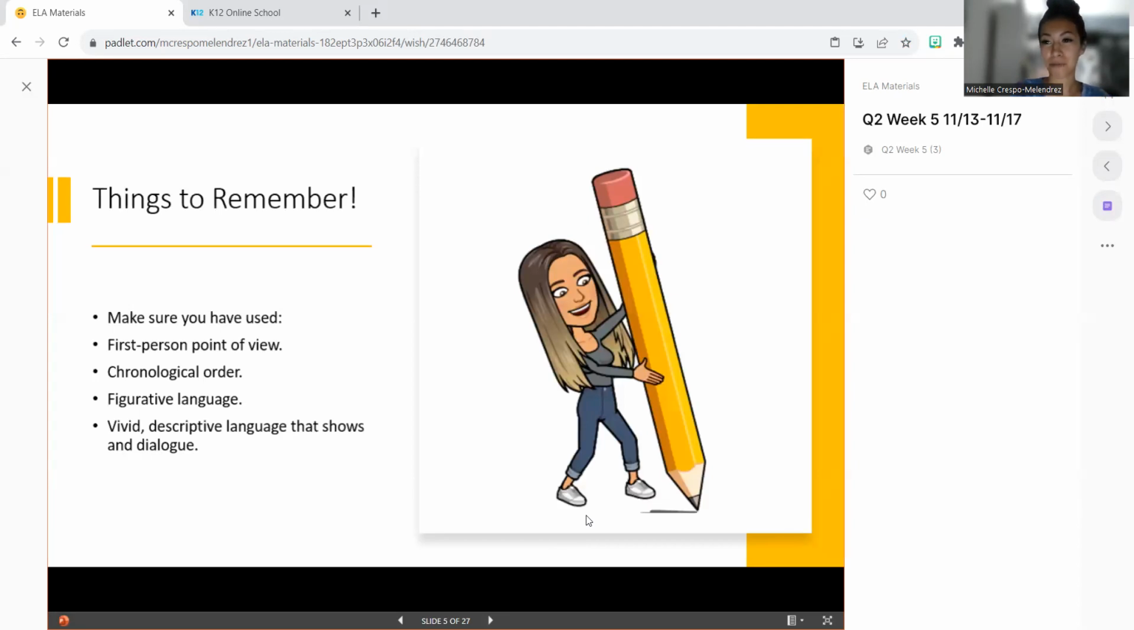Things to remember when you're writing today. Make sure you have used the first person point of view, I, me, we. Make sure your writing's in chronological order, so you're telling me what happened from the beginning to the end. Make sure you're using figurative language, so sensory details, like I said, a lot of adjectives, vivid descriptions, and of course, dialogue. There might not be much dialogue in the first two sections for today, but just make sure tomorrow and on Wednesday that in those sections you are incorporating some dialogue.